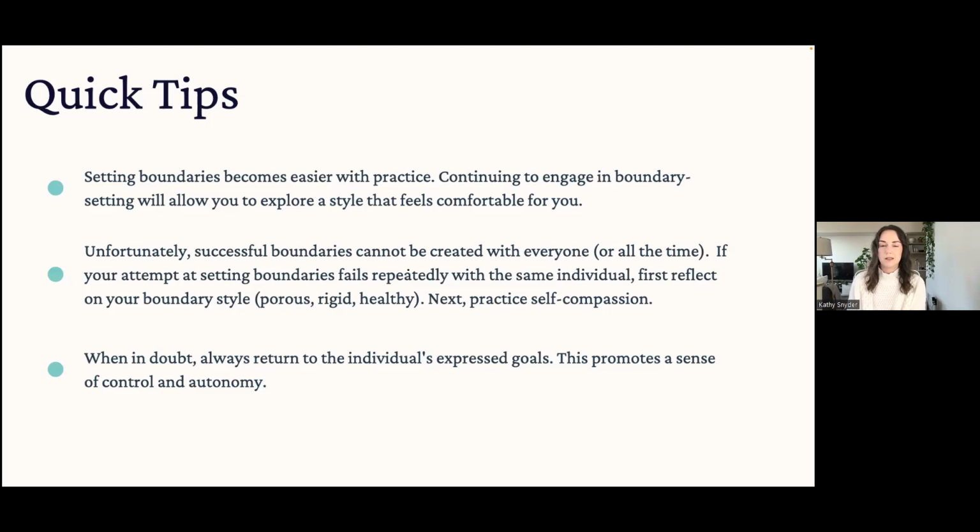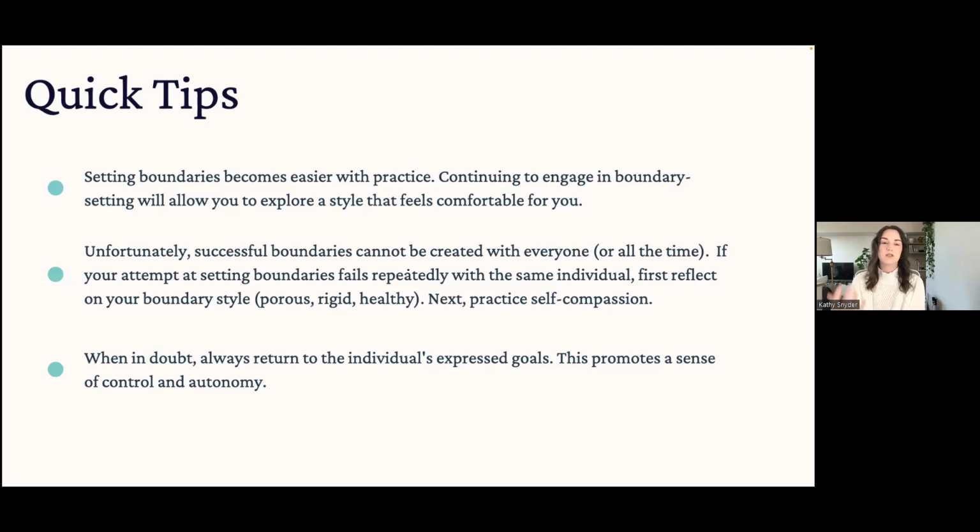You can, after it fails, reflect: what boundary style did we use? Were we pretty porous and we didn't follow through that first time? Were we overly rigid? And did that turn the patient off? Did they get more upset with me because I was too strict with them, and then I made them feel like I wasn't hearing them? After everything fails, if that doesn't work, just practice self-compassion. And that is easier said than done. Try not to take it personally.